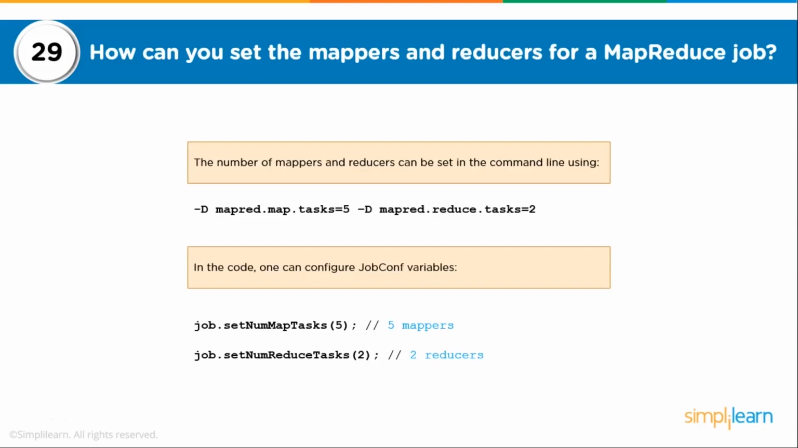However, we can set these properties either in the config files, or provide them on the command line, or also make them part of our code, and this can control the number of map tasks or reduce tasks which would be run for a particular job.